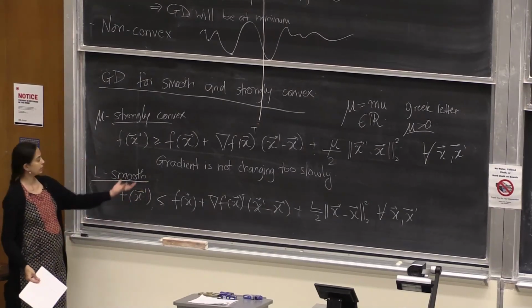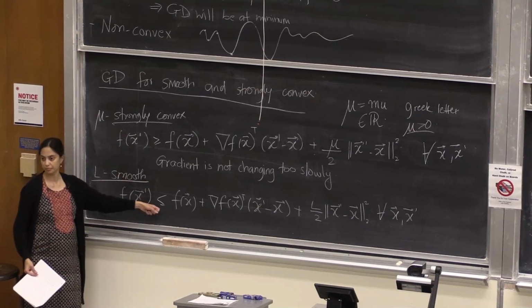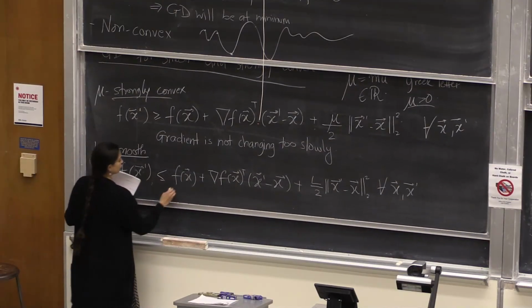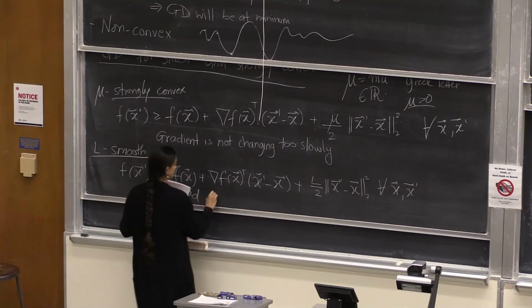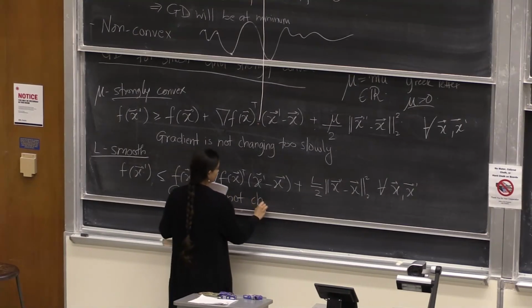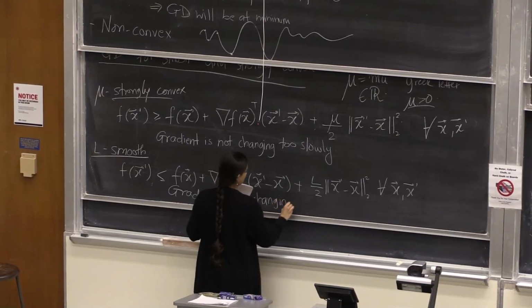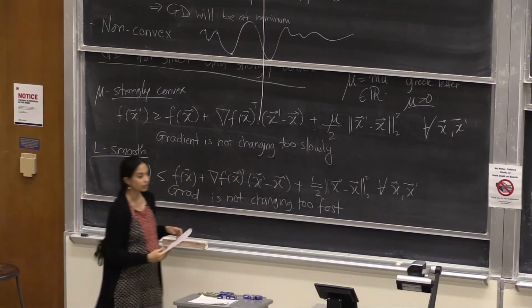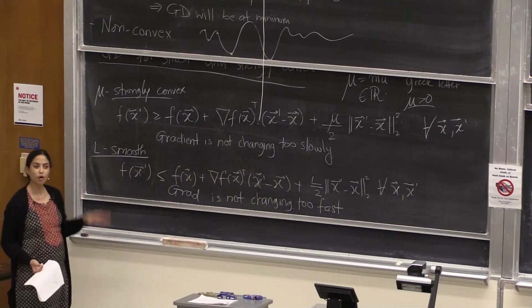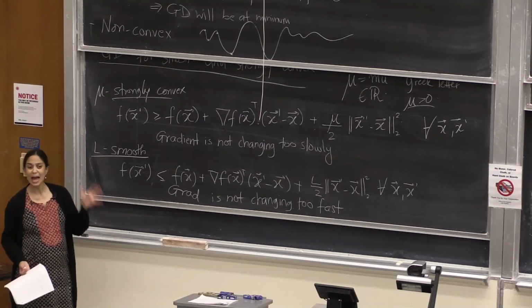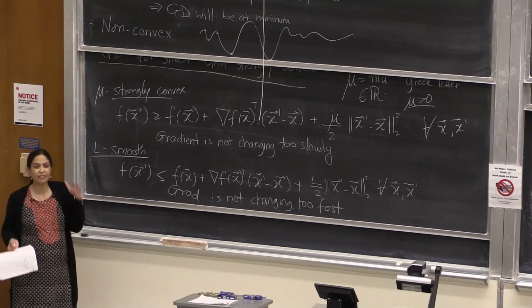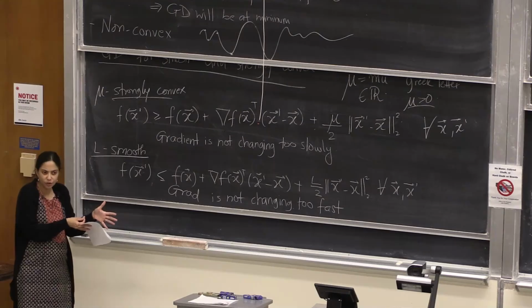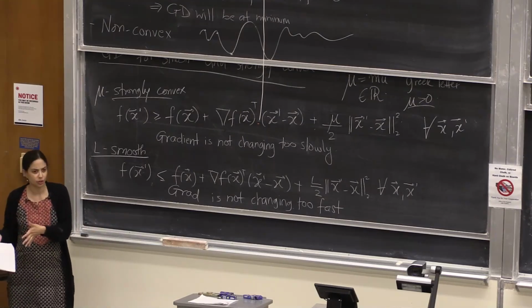This is basically the same thing, but with the inequality flipped. I don't want things to change too fast, okay? So now if I have a function that is both mu strongly convex and L smooth, I basically have a quadratic sandwich, right? I have an upper bound by a quadratic of my function, and I have a lower bound of my function that's a quadratic.